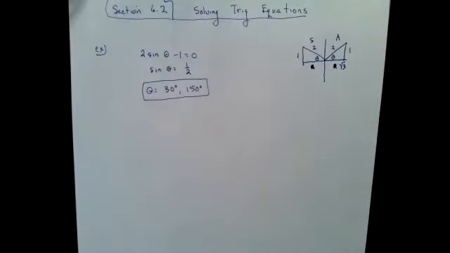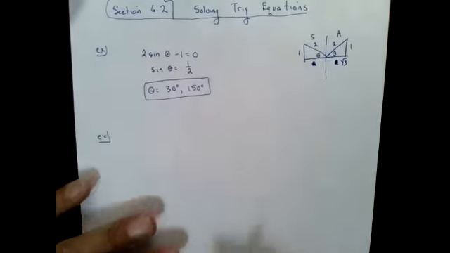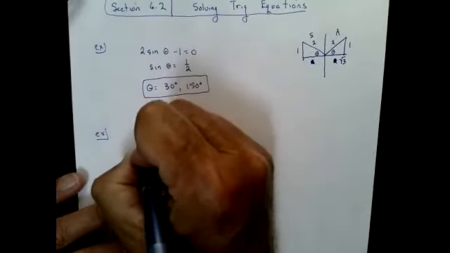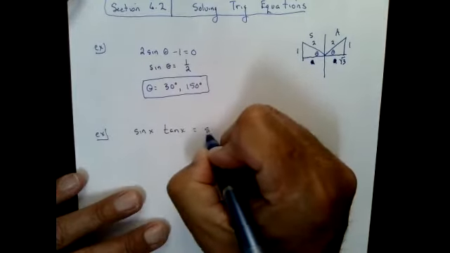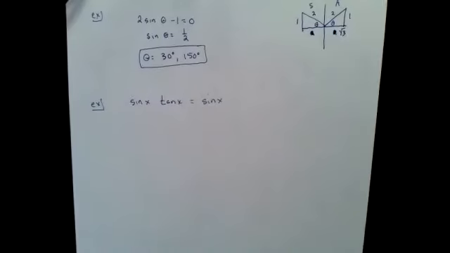Hopefully you're going like, okay, I think I can do these. Not so bad. Let's take a look at another one. Then I'm going to cut you loose on a couple, see what y'all can do. Sine of x, tangent of x equals sine of x.